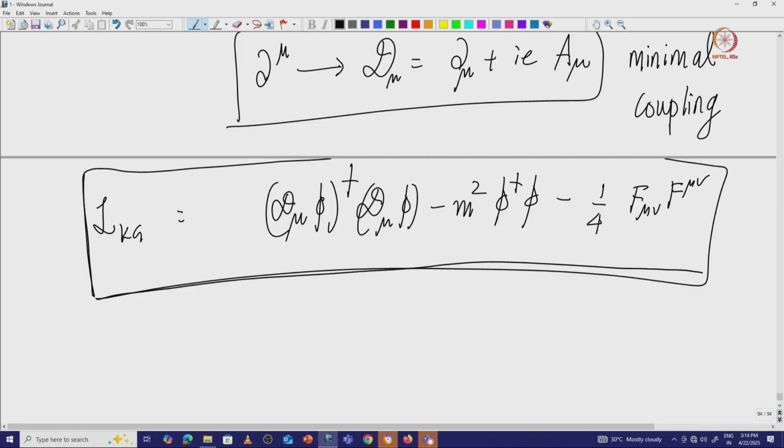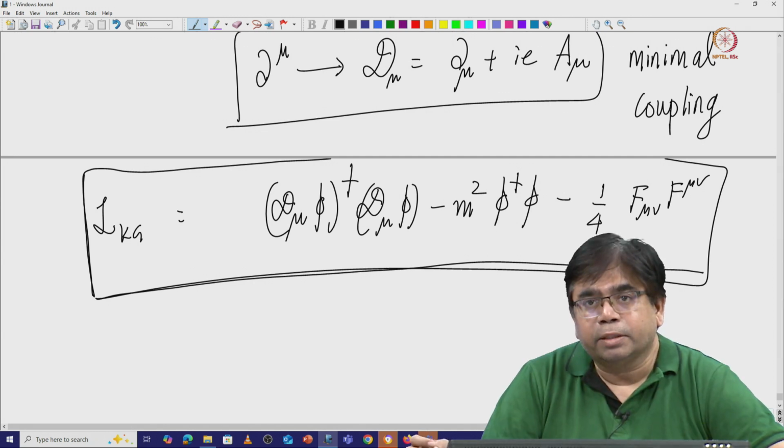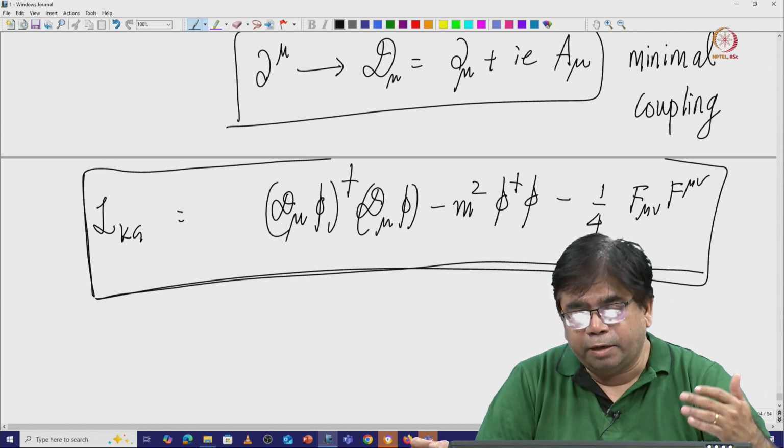So, welcome back friends. We were looking at the interpretation of the Klein-Gordon equation essentially in terms of electric charge. How can you interpret phi to have an electric charge and phi star to have a negative electric charge? You can only do that by coupling with the electromagnetic field, and we introduced how to couple it with an electromagnetic field today.